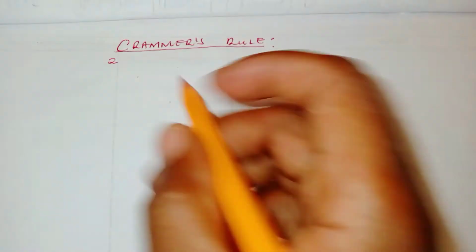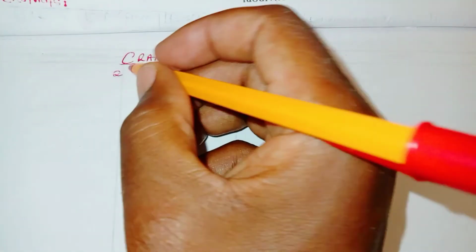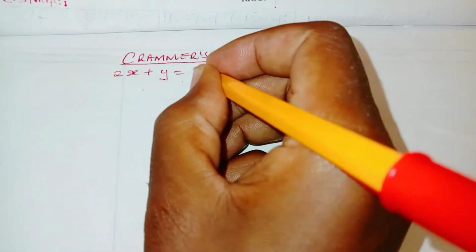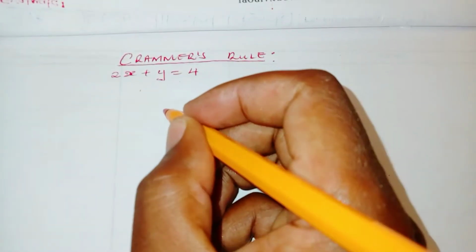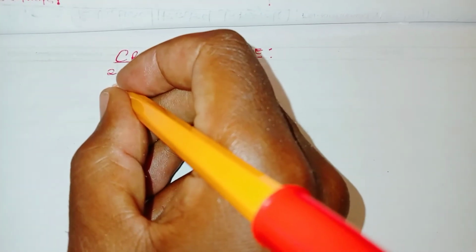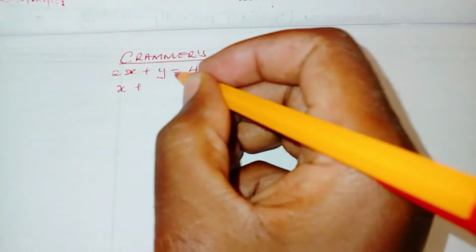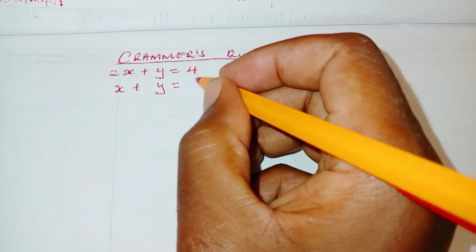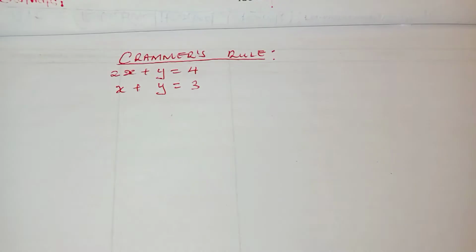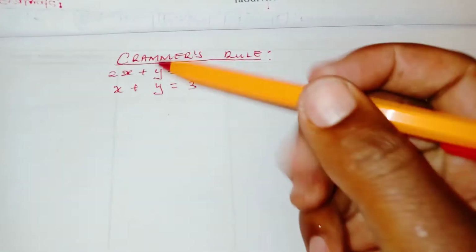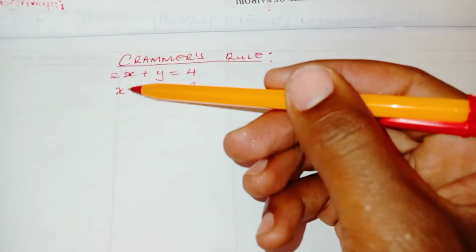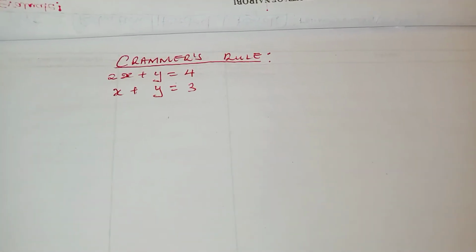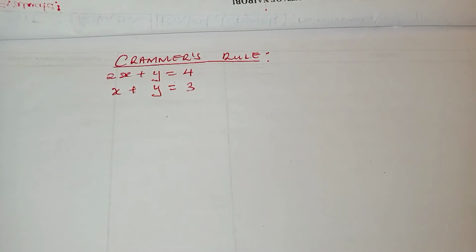So I want to use a particular example here. Let's say we have 2x plus y equals 4, and another equation, x plus y equals 3, right? This is a system of equations with two unknowns, x and y, and we are going to use Cramer's rule to get the solution.